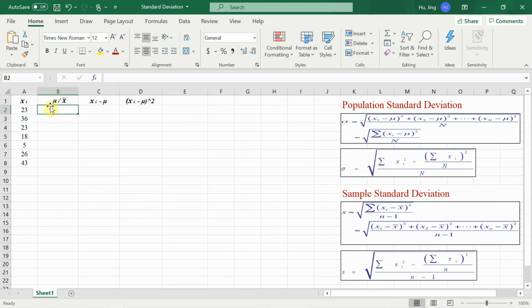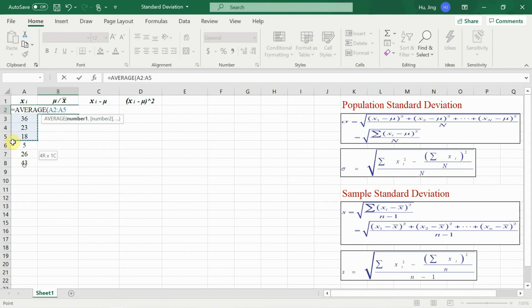We know mu is the population mean and X bar is the mean for the sample. We know population is a relative concept. We could treat this small dataset, only 7 numbers, as a population. But if in the question you see the keyword sample, then we know this dataset is the sample. If you don't see the keyword sample, then we treat this dataset as a population. So, average, then for these 7 numbers, we log the data.